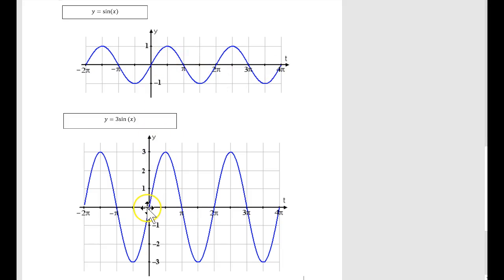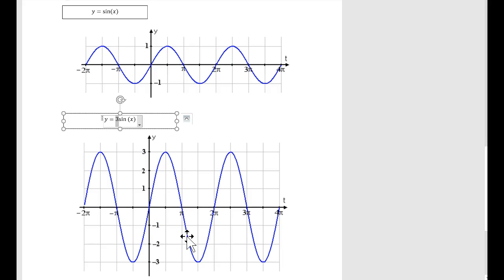Let's look at our next graph. This one is going up to 3, 0, down to -3. So it's got an amplitude of 3. So you can see that in your sine function, y equals 3 sine x. This value here is what's going to tell us the amplitude of our graph.